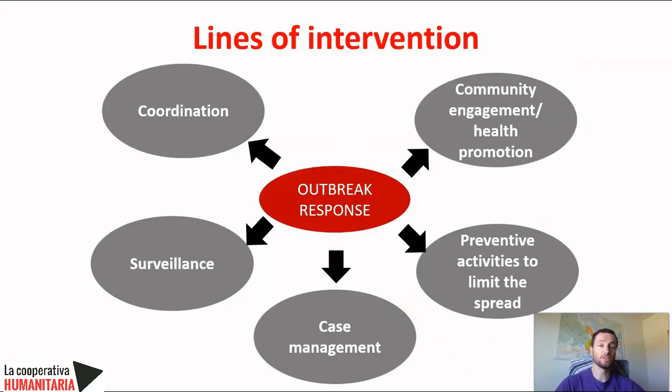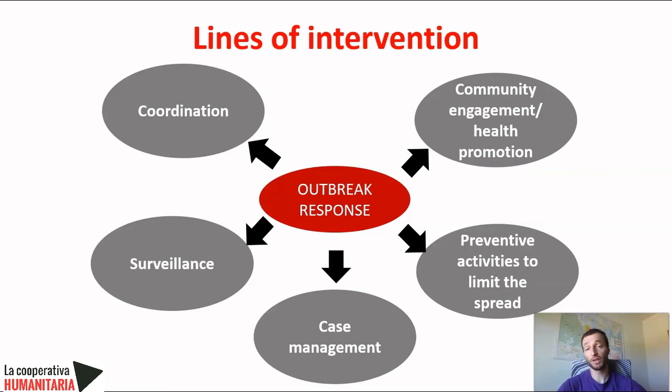So the main lines of intervention for outbreaks will always be coordination with all the actors; surveillance, as we have seen, the collection of data and analysis and interpretation of the data; case management to reduce the mortality, so proper case management for all the people affected; preventive activities to limit the spread of the disease; and community engagement and health promotion to inform the population what's going on and how they can help us to stop this outbreak.